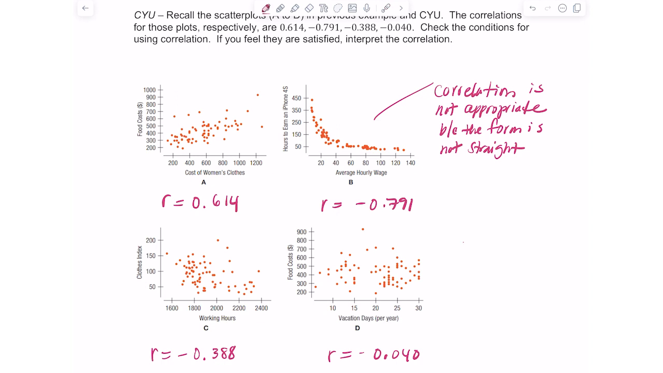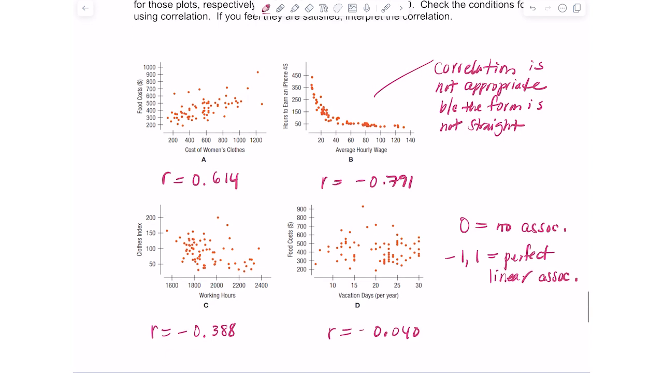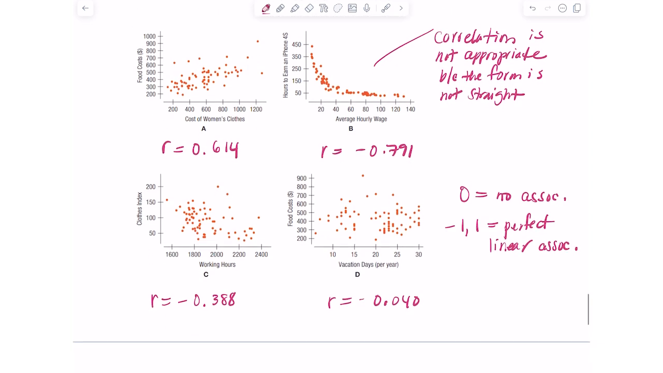So a correlation of 0 means no association, but a correlation of either negative 1 or 1 means it has a perfect linear association, which in real life is very difficult. I would be very suspicious if I had two variables that I was analyzing and their correlation came out to a negative 1 or a positive 1, especially for a large data set.